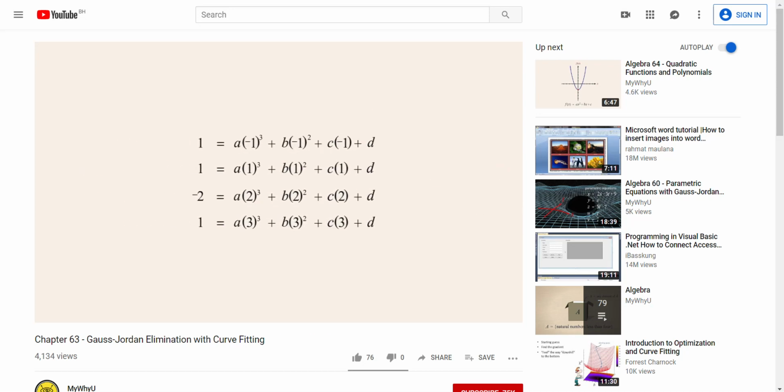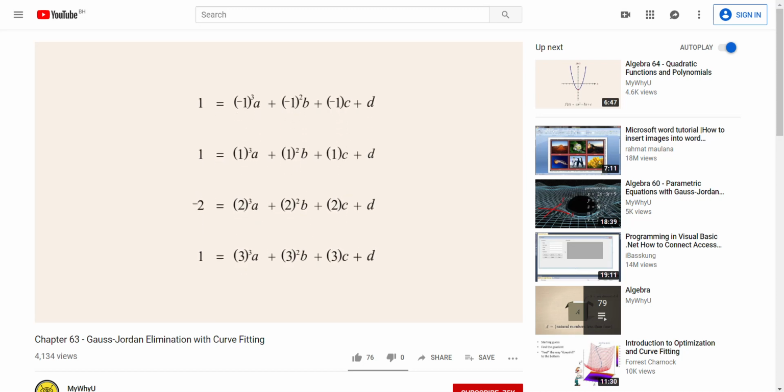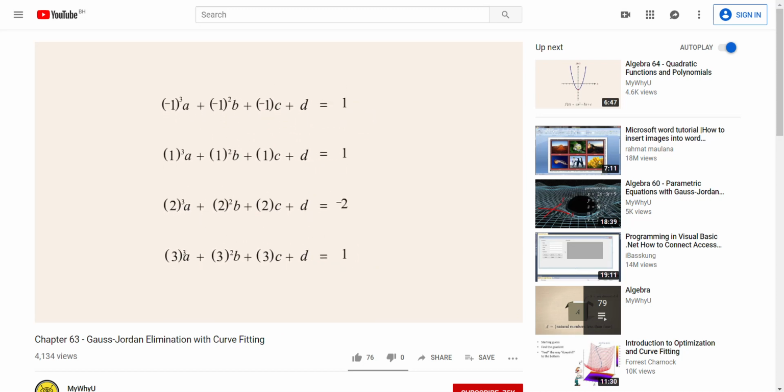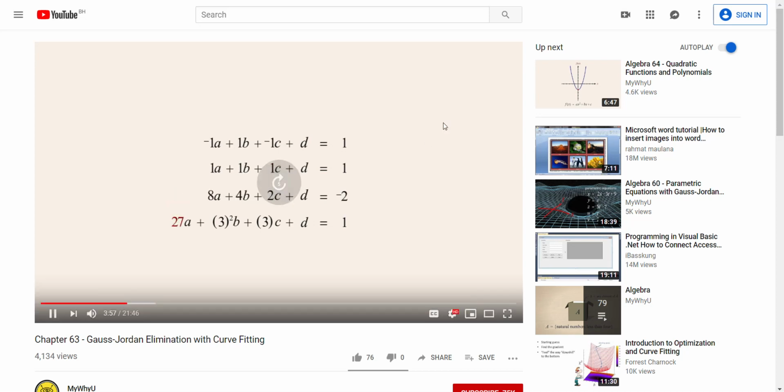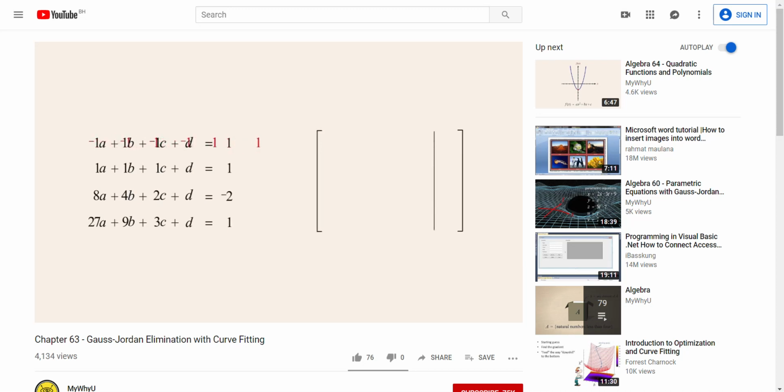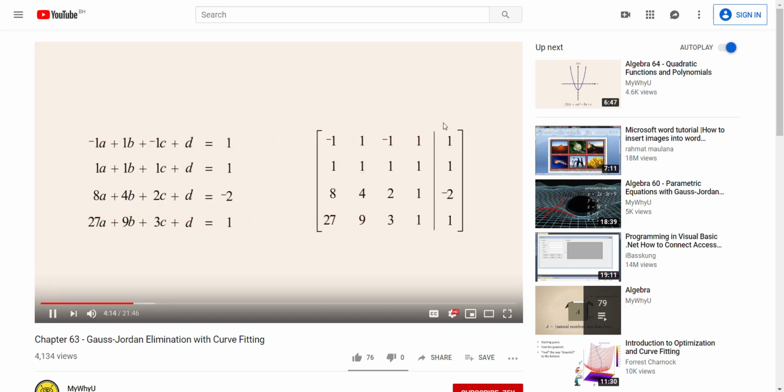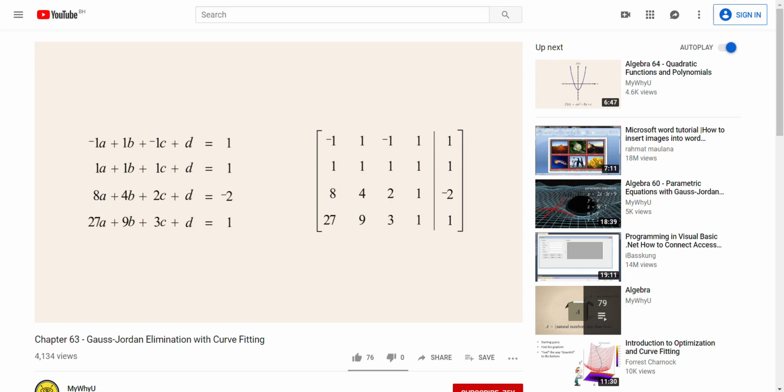We then rearrange and simplify the equations so that they are in better form to solve the system using Gauss-Jordan elimination. We write the equations into matrix form and reduce the matrix using Gauss-Jordan elimination.